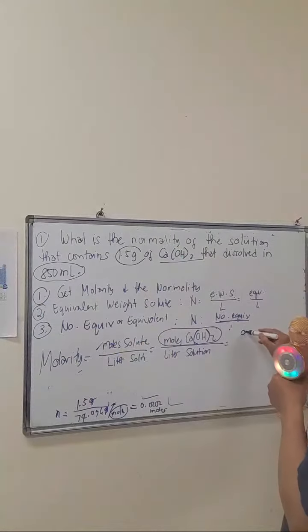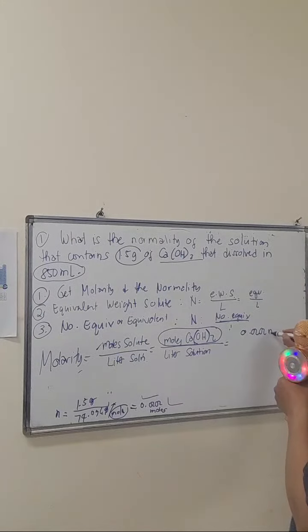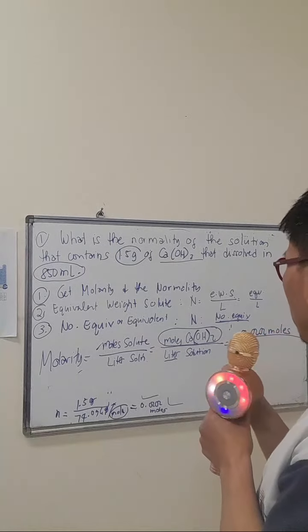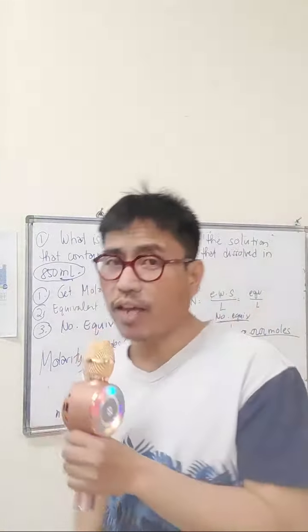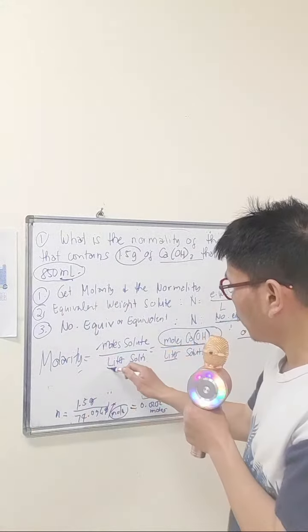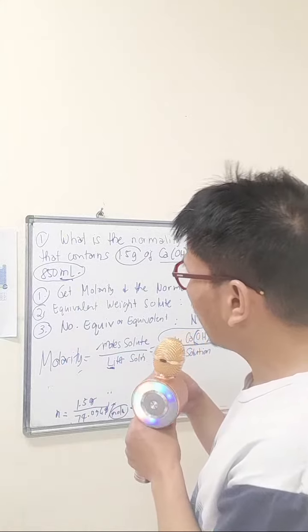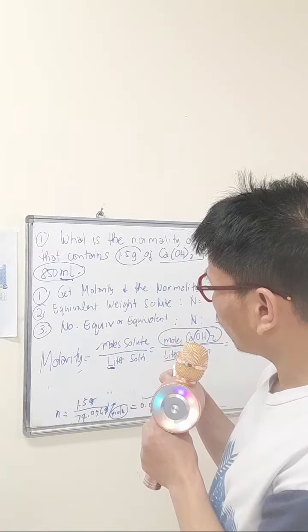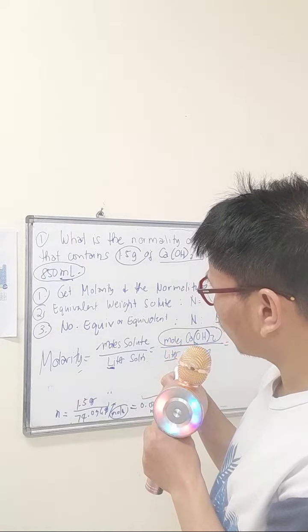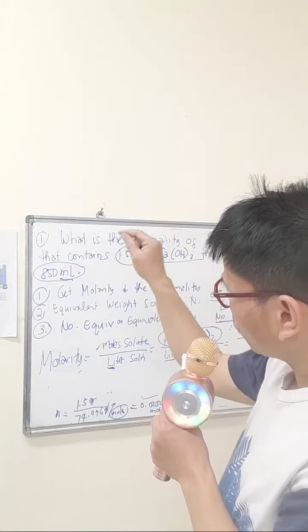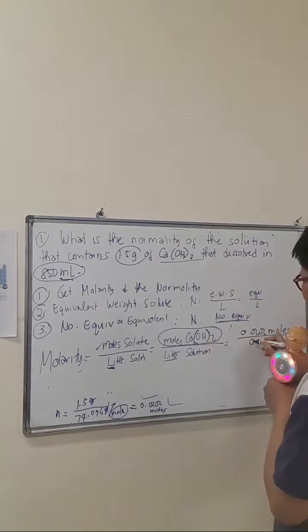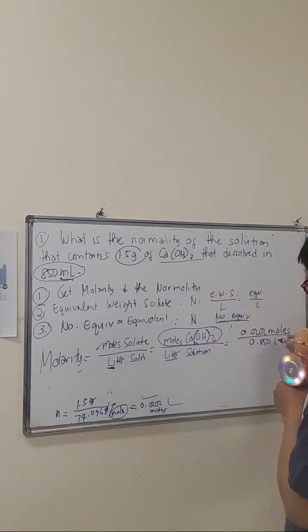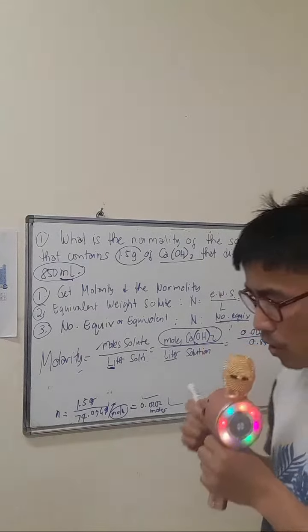So 0.0202 moles and then liters of solution. The volume of the solution is also mentioned in the problem, which is 850 milliliters. But take note, it doesn't agree with liters. Then you have to convert that to liters. 1 liter is equal to 1000 milliliters. So move 3 zeros to the left. 1, 2, 3, 0.850 liters. So our unit now will be moles per liter, that is molar. We have now molar.